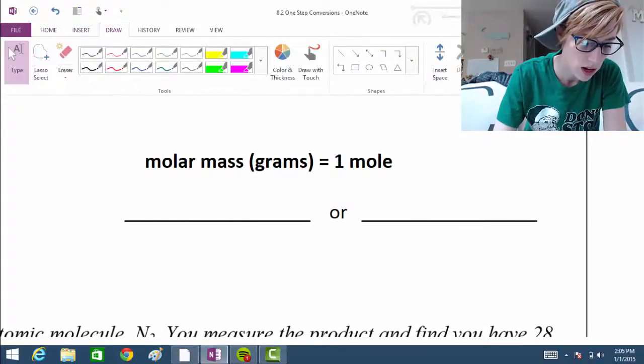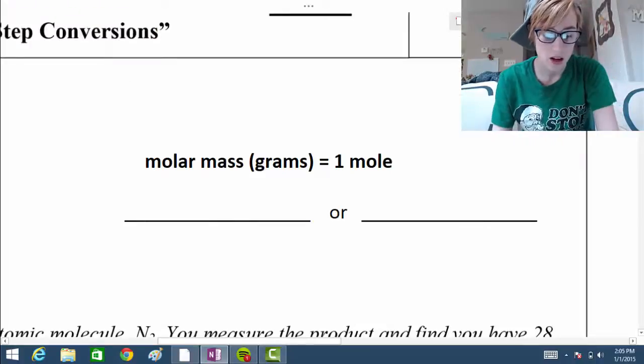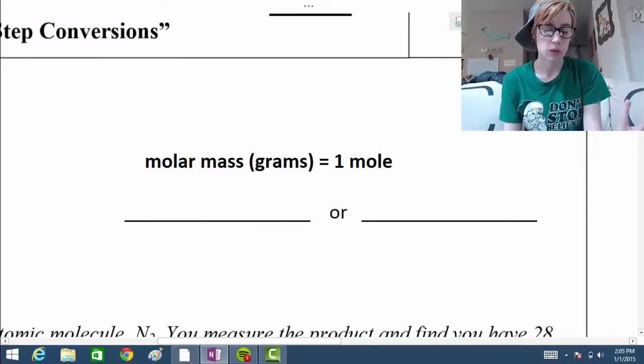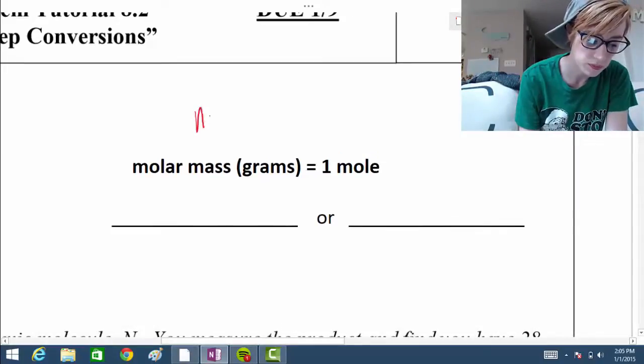Okay. So now let's look at our second conversion factor, and we learned about this one in our video 8.1. So we learned that the molar mass in grams of an element will equal 1 mole. We call this the molar mass.